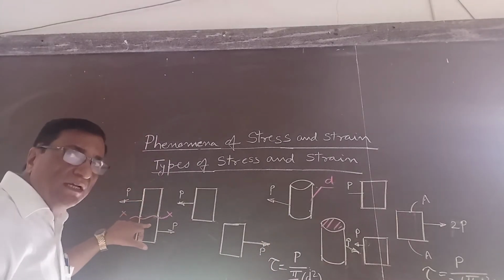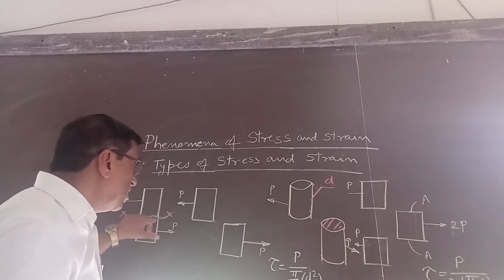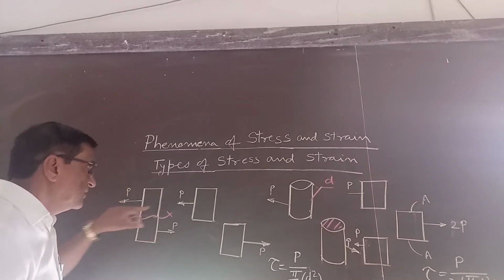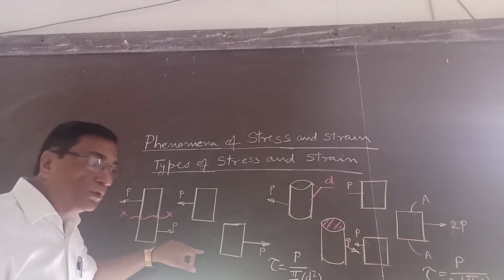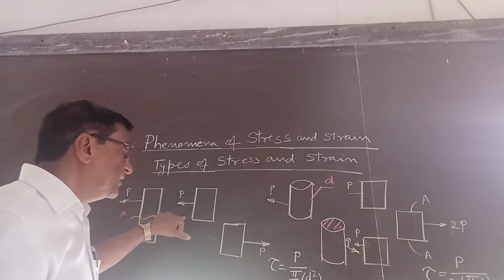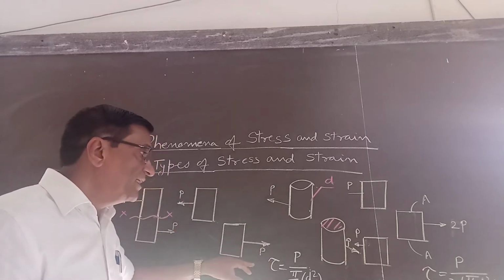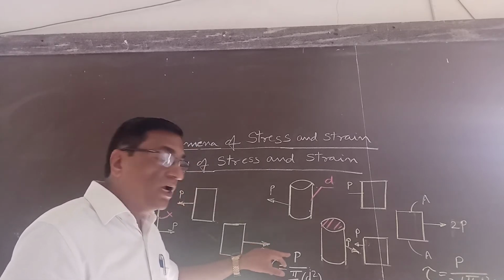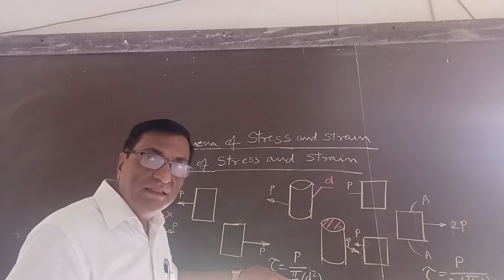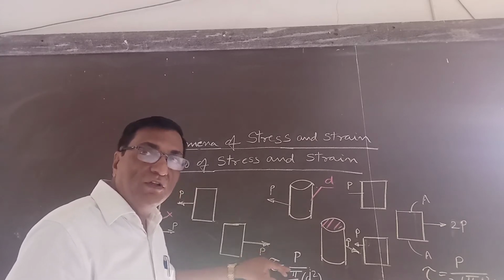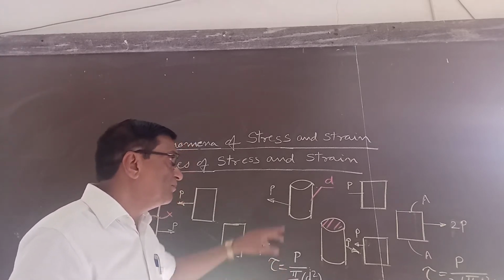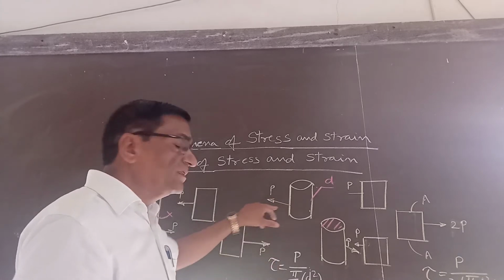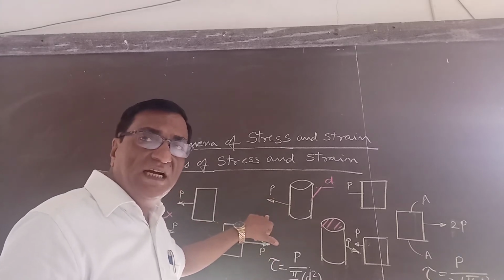The member has a tendency to shear off about the section. This is the sectional figure shown. In that case, what is the shear stress? Shear stress is defined as the ratio of the applied force upon the resisting or shear area. In this case, this is known as single shear.